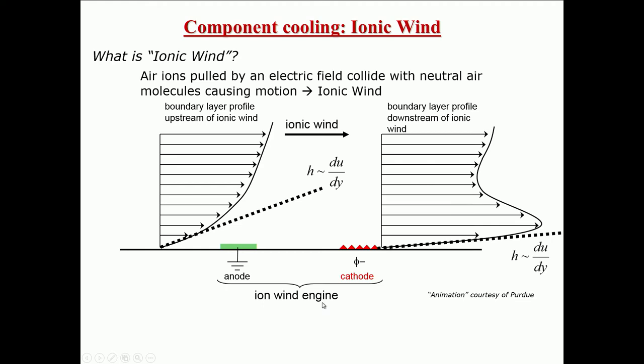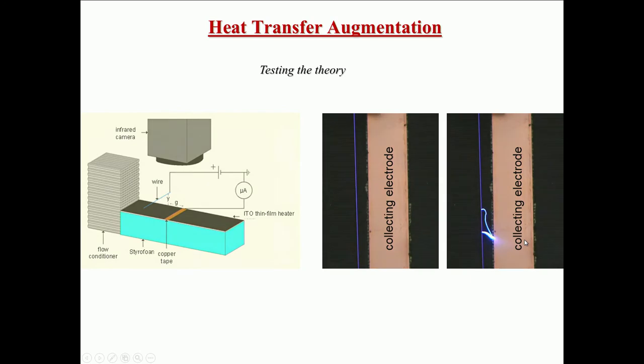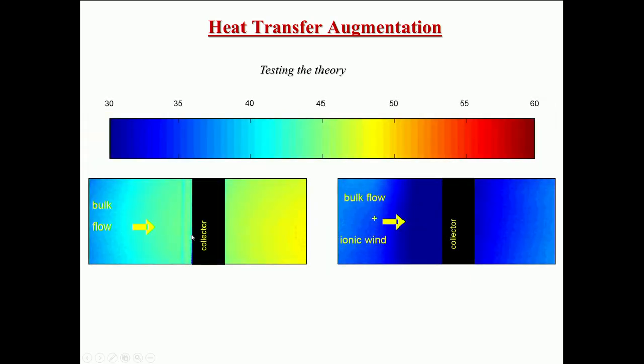So, for the heat transfer engineers, you know that what I am doing is, by having this higher current, I am changing the slope, the du/dy goes up, because I have a higher velocity gradient, my heat transfer coefficient will also go up. So, here you can see that this was bulk flow plus ionic wind. The reduction was substantial, like 45 to 50 degrees, it came down to 35 or so. Okay. So, this was a collaboration with Purdue University.